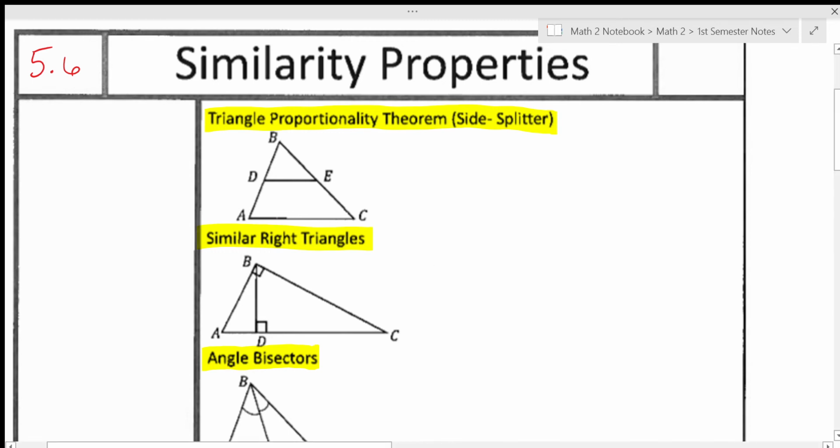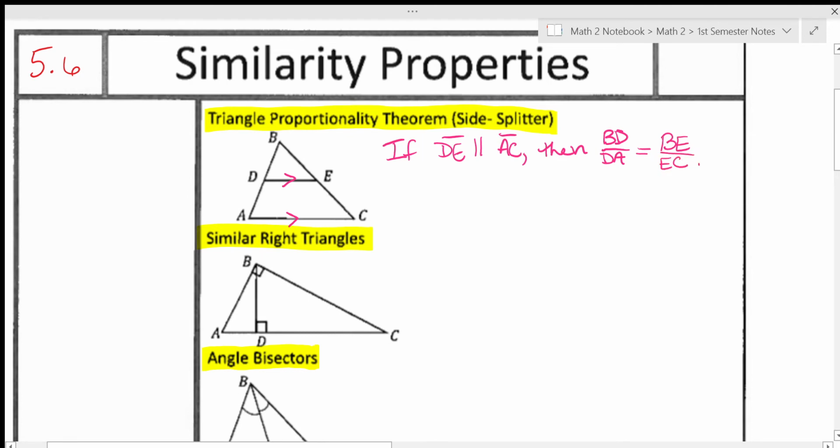So the first one, the triangle proportionality theorem, is the idea that if we know that DE is parallel to AC, then we know that the sides are proportional, which, as we reviewed a little bit in 5.5, means that if we put one side over the other, so if I put BD over DA, or a piece of the side over a piece of the side, then that would equal BE over EC.